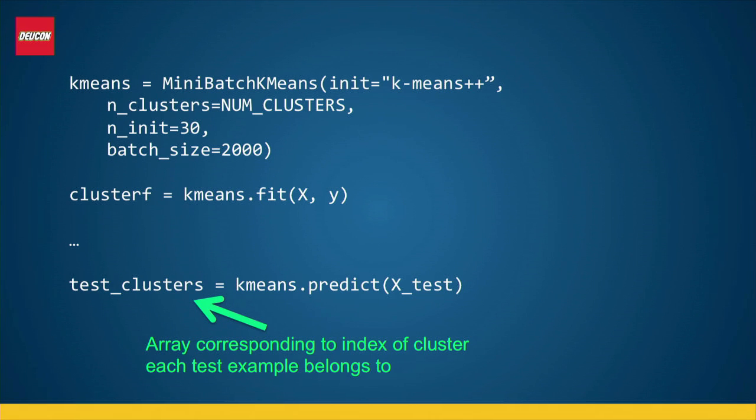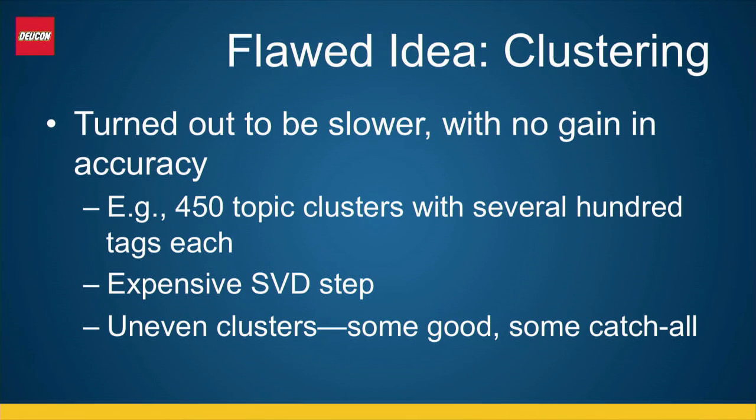So I used the mini batch k-means classifier. I think I did like 450. I tried different variations on that. What that kicks out for your test set is which cluster each post belongs to. So you get this array with all your posts in it, and it just says this is in cluster 1, this is cluster 450. Turns out this was a dumb idea. It was slower, with no real gain in accuracy.